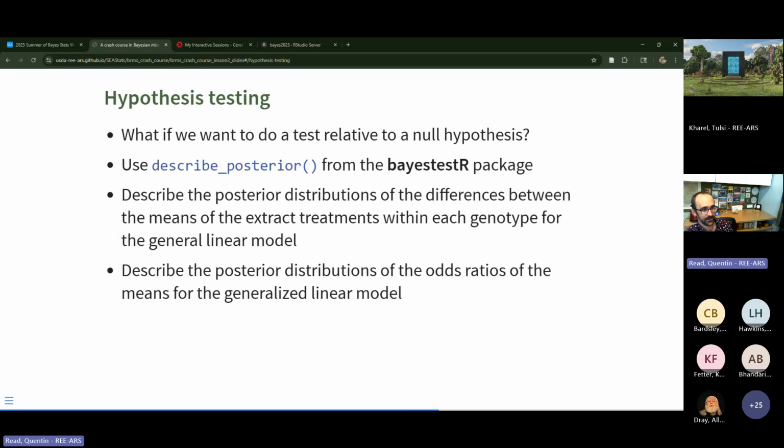Now, what if we wanted to do a test relative to a null hypothesis? We can use this function again from bayestestR, describe_posterior. Remember we did the pd and the p_map at the end of last lesson. Describe posterior basically packages everything into one function. It gives you the posterior estimate, the credible intervals, and any Bayesian p-values that you want. So we're going to do that for the linear model, where we just are looking at the difference in the mean proportions, and we're going to do that for the generalized linear model, where we're looking at the odds ratios. We're going to do it for both.